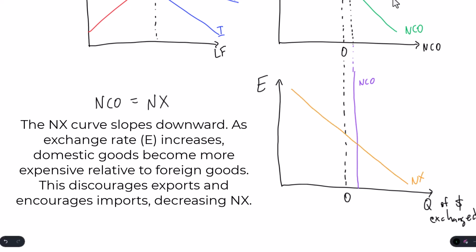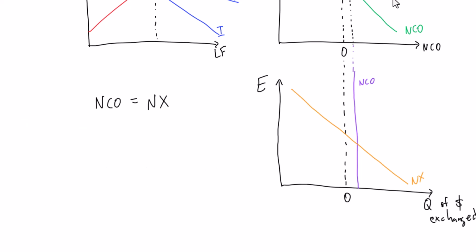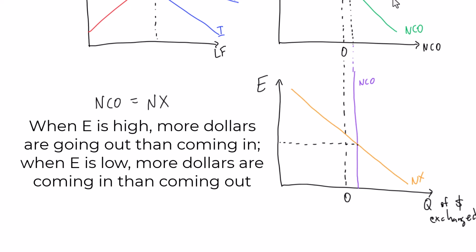And this is our final component to determining our exchange rate. Wherever our NCO curve crosses our NX curve, that's where our real exchange rate is going to be. That is to say, the real exchange rate will adjust until net exports equals NCO. Just like with the previous graph, if we end up to the left of the zero line, then we have a trade deficit, and if we end up to the right of the zero line, we have a trade surplus. In this example, we have a trade surplus.